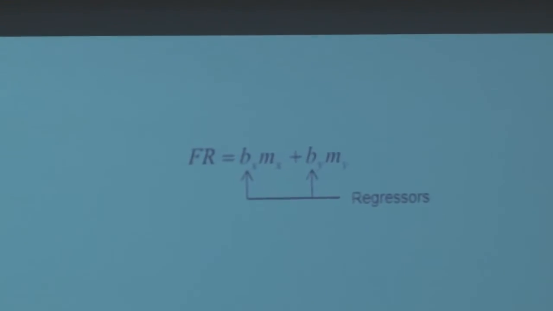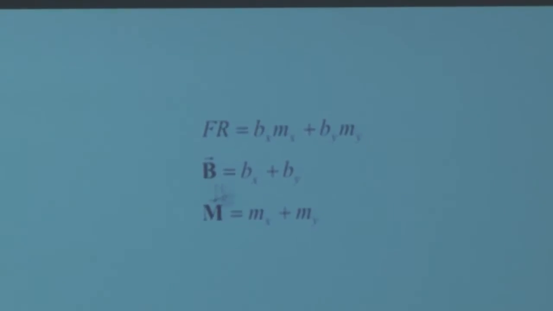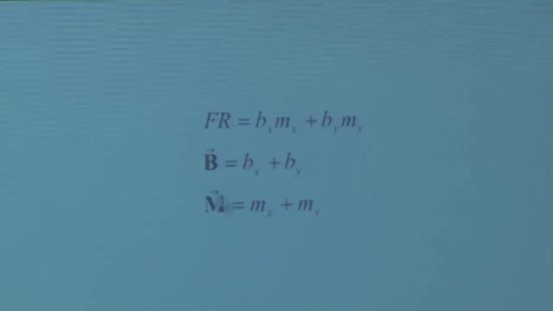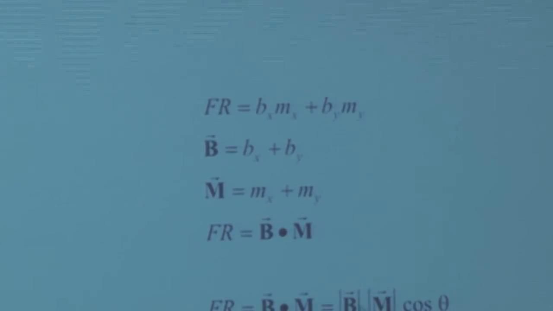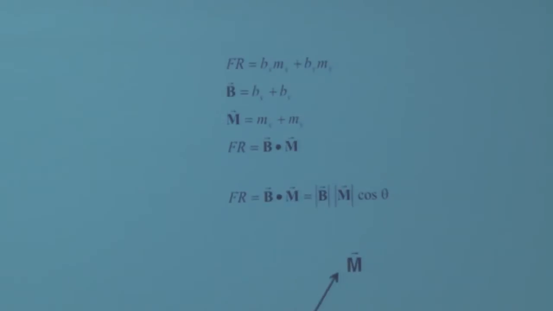We have regressors. And if we look at this a little bit more, we can think of this as two vectors. We have this movement vector, which is the direction of movement. And then we have what we call the preferred direction vector, which are really the regression coefficients. And you can see that this is a dot product between those two vectors. And you can rewrite the dot product as the cosine between those two vectors. And that cosine function is what I just showed you in the data fit.